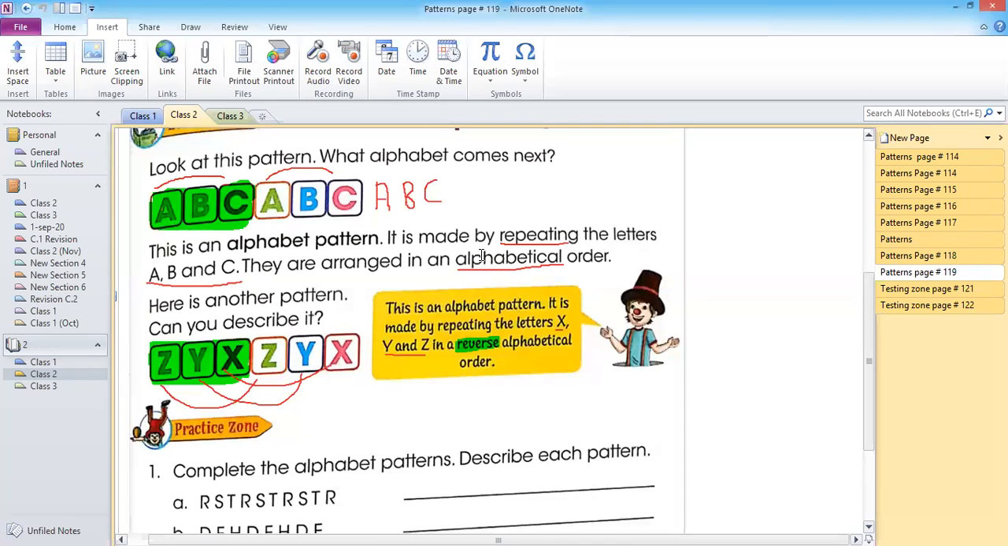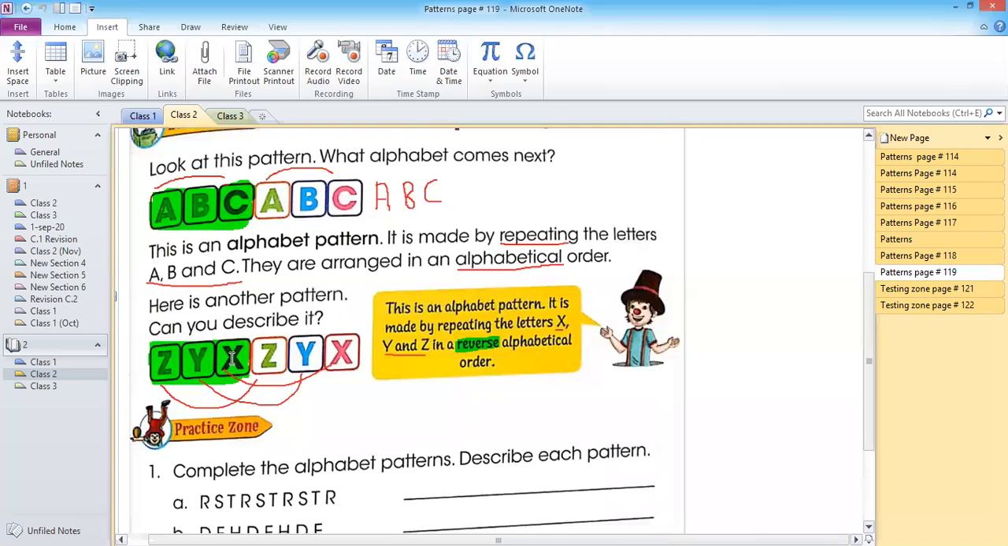Like when you write ABCD from A to Z, you will see A comes first, then B, then C, then D, then E. So this order is known as alphabetical order. So we see that these three alphabets ABC were arranged in alphabetical order. But there was one more pattern. We checked the example of that, starting with Z: Z, Y, X, Z, Y, X. So this is also a pattern made by repeating three alphabets, Z, Y, X.